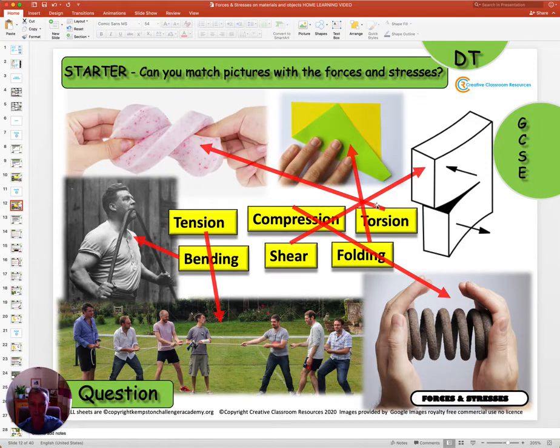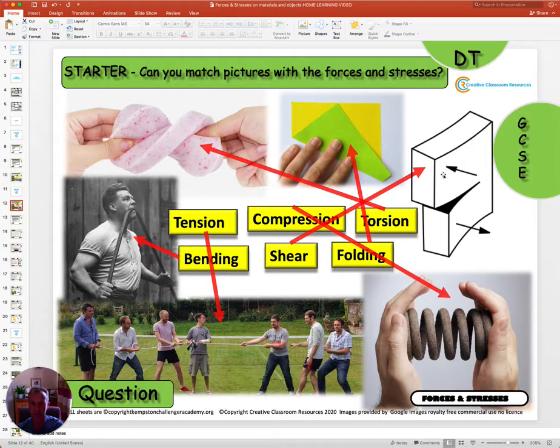Okay, so hopefully you've paused it, and we'll show the answers. So the answers are as follows. Folding, pretty obvious one with a piece of paper. Some of these words you're going to be familiar with, some unfamiliar with. Bending, a person bending a bar, fairly straightforward. Tension, where you've got a tug of war and then there is tension in the rope.